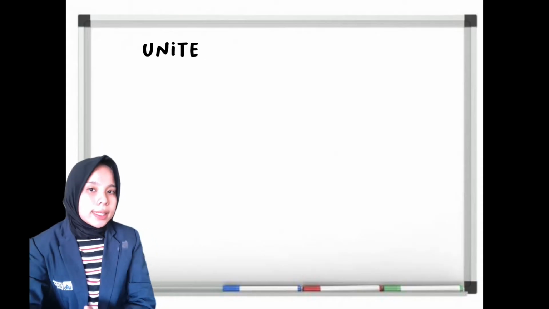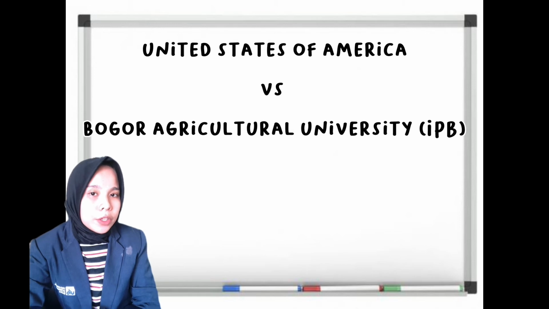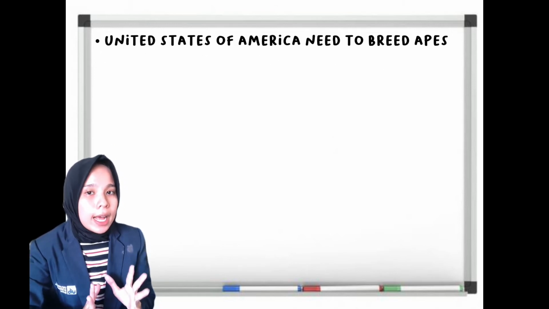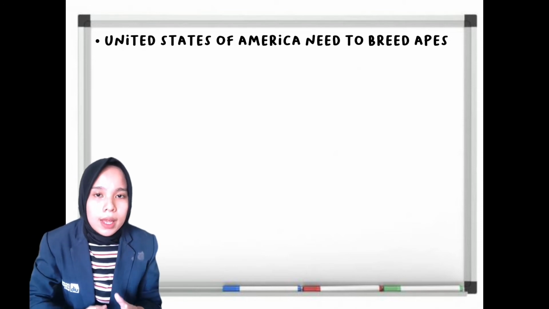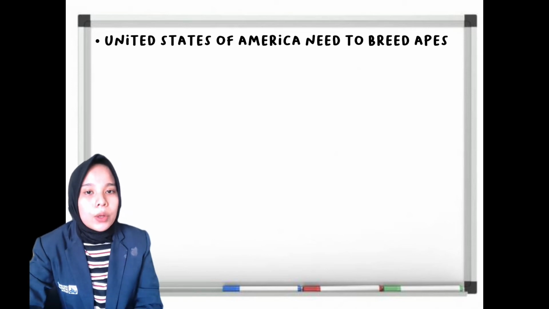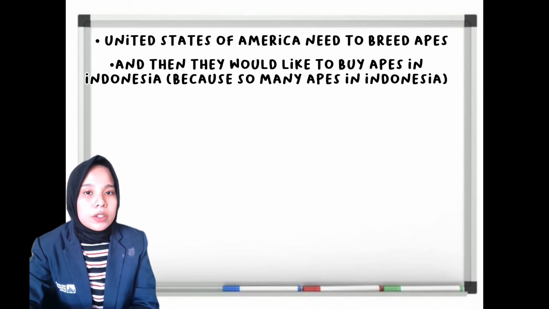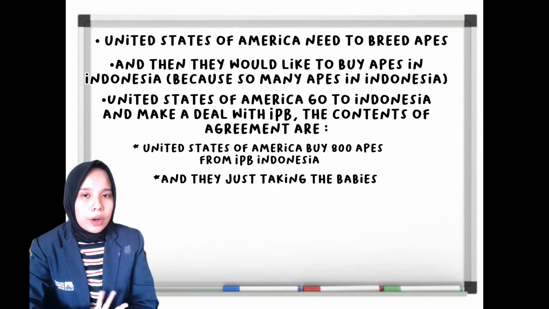So, come on, let's go make an analysis of the case. United States of America versus Bogor Agricultural University or IPB. The United States of America needs apes because in America they don't have many apes, just a few. And in Indonesia there are so many apes. So they would like to make a deal with Indonesia, and the forest minister of the USA goes to Indonesia to make a deal. They look for IPB.